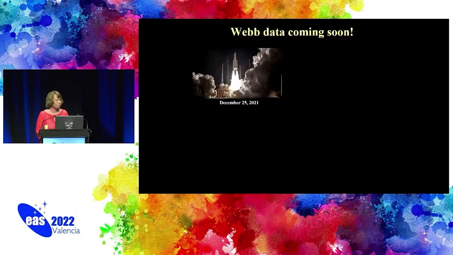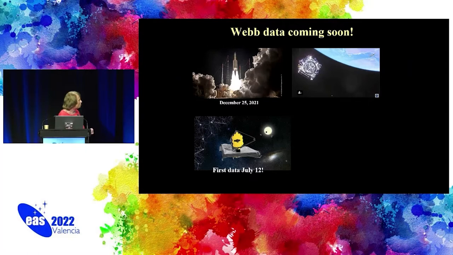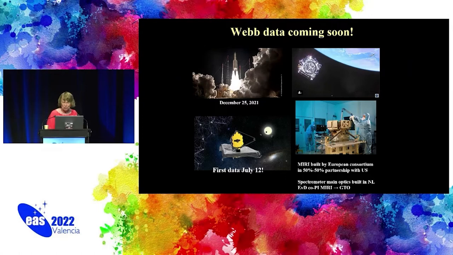We've had a beautiful launch, the farewell to Webb, a very emotional moment when we saw that on Christmas Day. And also a very emotional moment for me, because I've been part of JWST for some 25 years, part of the MIRI consortium that actually built that instrument in a consortium partnership with the US, and you will hear a talk by Luis Colina later on about it. But I'm very proud of the whole team. Everything seems to be working well, and a part of the spectrometer main optics were actually built in the Netherlands.